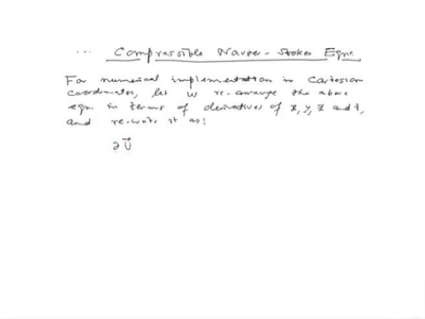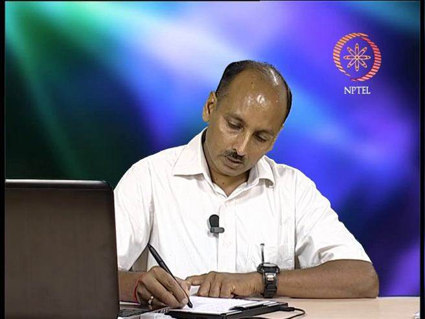del of u by del t plus del a over del x plus del b over del y plus del c over del z is equal to zero. So, let us call this equation as our equation number 5.